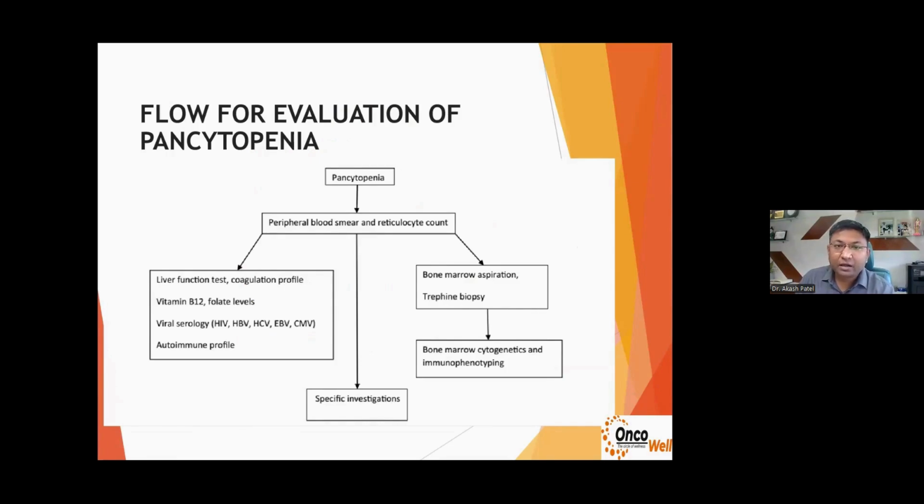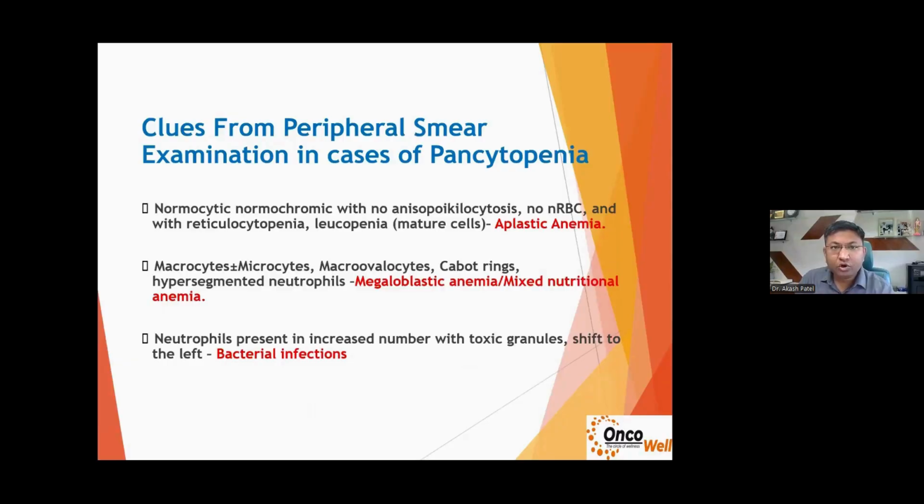When we find pancytopenia in our CBC, always do peripheral blood smear and reticulocyte count. And apart from that, liver function test, renal function test, vitamin B12, folic acid level, viral serology, autoimmune profile, and then bone marrow aspiration and biopsy. So what kind of abnormalities or clues in the peripheral smear can we see in these cases?